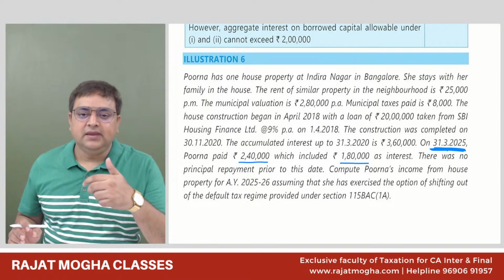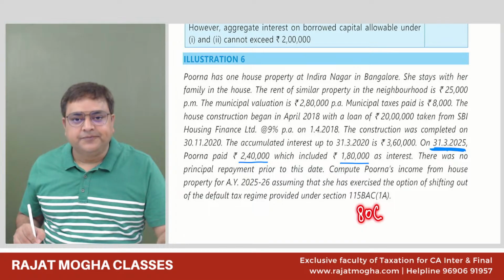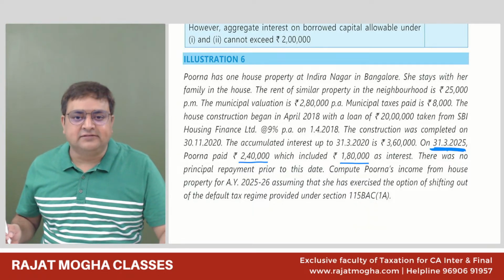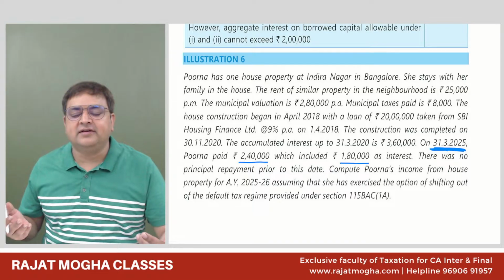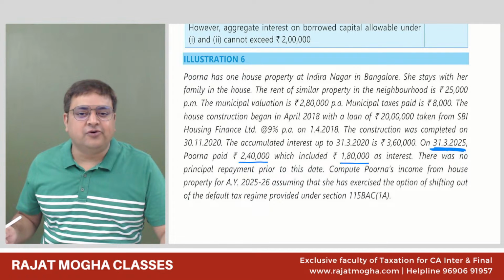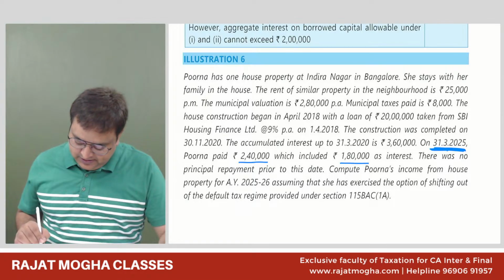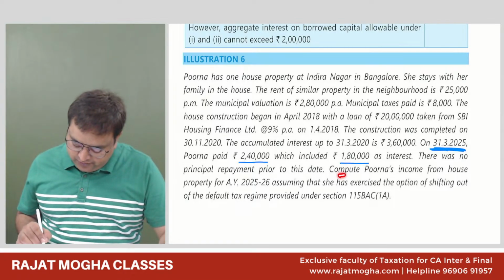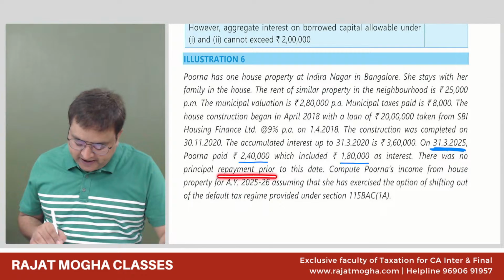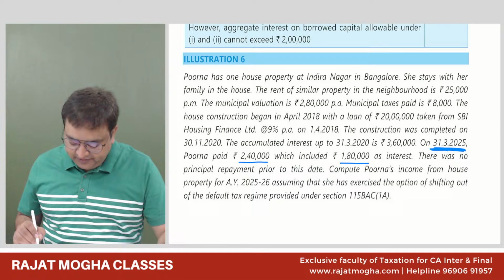However, principal repayment for the housing loan is allowed under 80C. So it is from GTI. Correct. From 80C we can allow it. But now it depends on what they are asking us. Are they asking us the total income, or only the house property income? In case they are asking about only the house property income, then we don't require 80C also. Compute, there was no principal repayment prior to this date. So this is the first time she has made a principal repayment of 60,000 rupees.